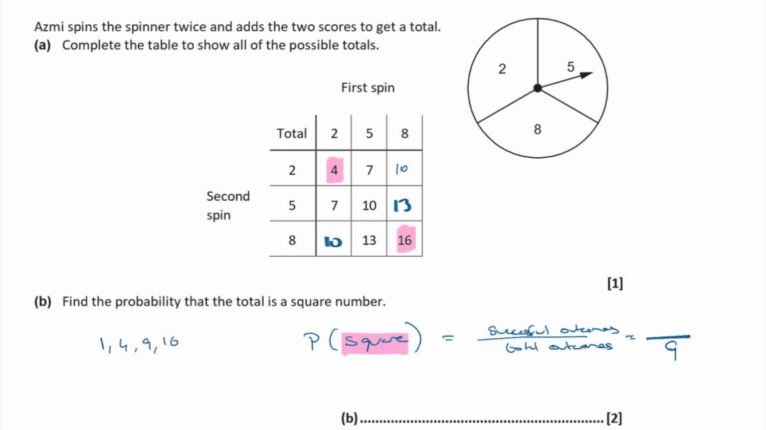So altogether there are 2 outcomes that happen to be square numbers. So then the probability of success is 2 over 9. 2 successful outcomes, 2 squares over a total of 9 different outcomes.